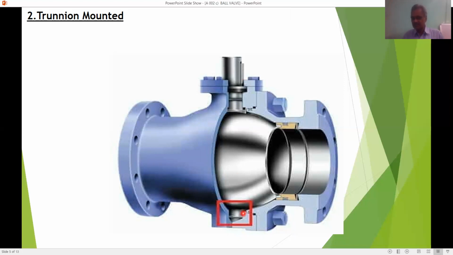You can see this in the image. You can see this image. Floating or spring-loaded seats that remain in constant contact with the ball.